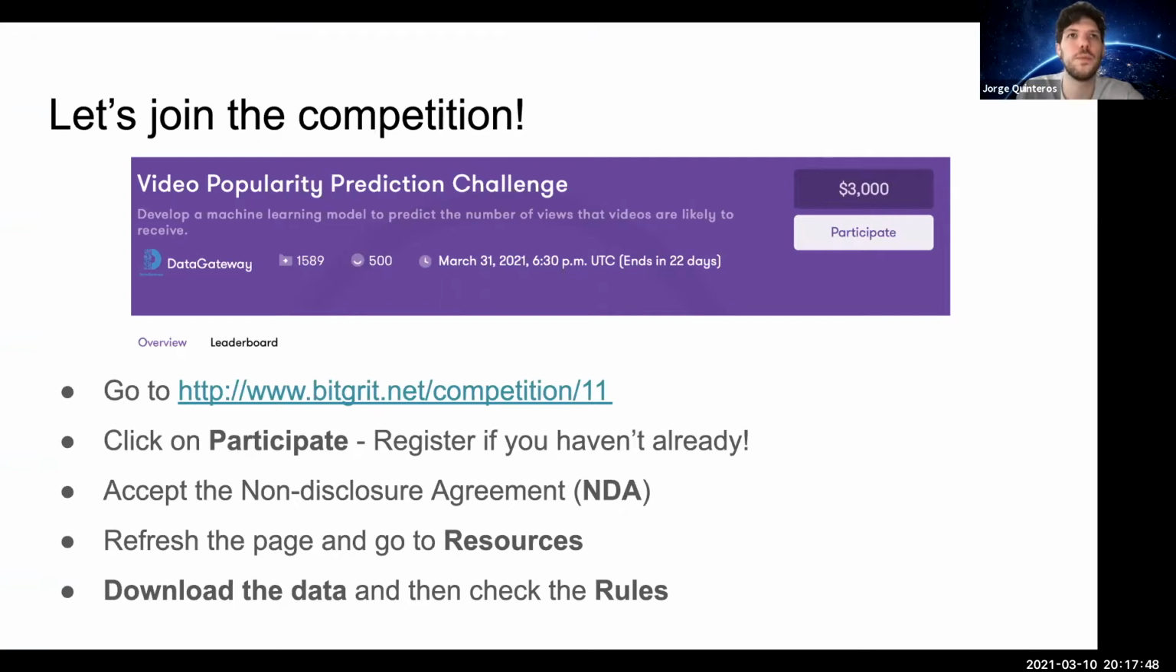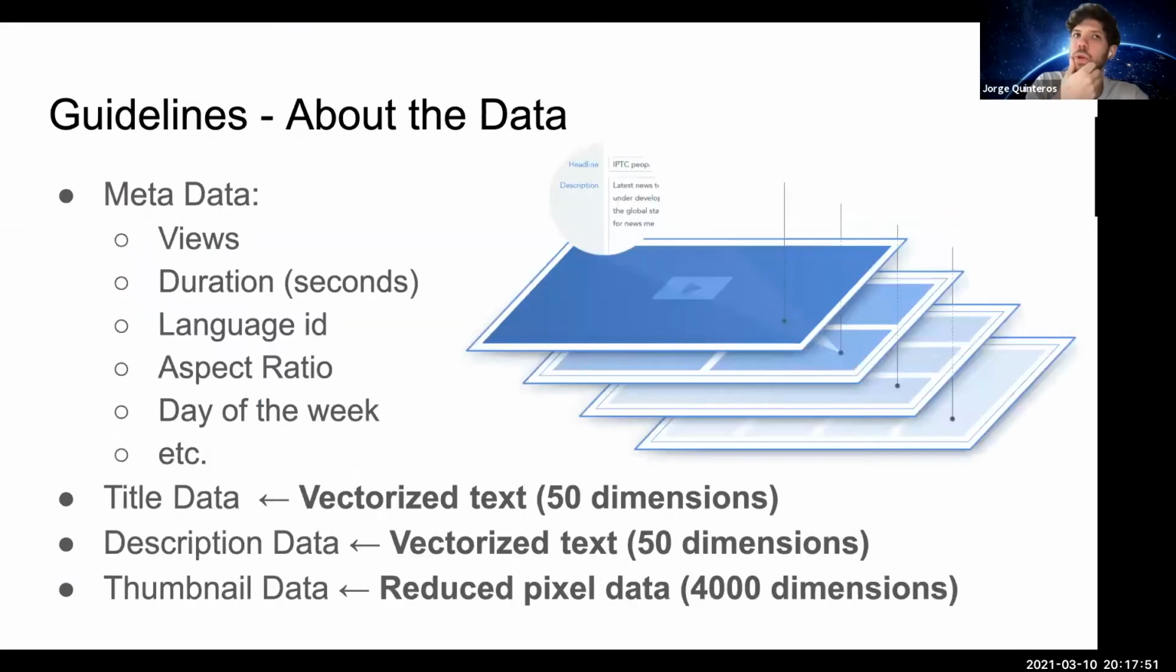Let's try to continue. Now let's talk a bit about the data. Hope you had a chance to download it and unzip the files at least. As we mentioned before, we have four main types of data, which is metadata, which includes what we want to predict, the number of views, as well as other things like duration of the video in seconds, the aspect ratio, the day of the week it was published.